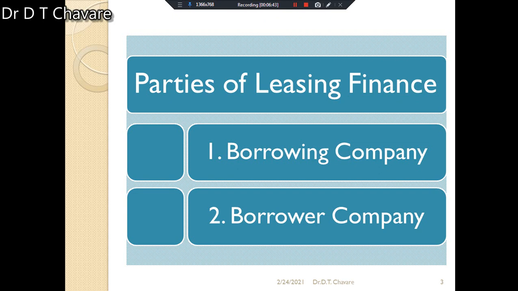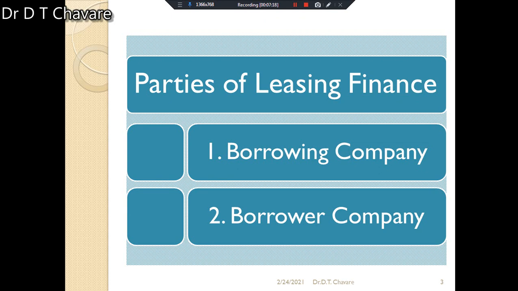A formal leasing contract is signed between the borrower company and the borrowing company. On expiry of the contract period, the leased equipment is taken back into the custody of the borrower company. Okay, the borrower company is known as a lessor. Try to understand. The borrower company is known as a lessor. In this way, these are the two different parties in leasing finance.